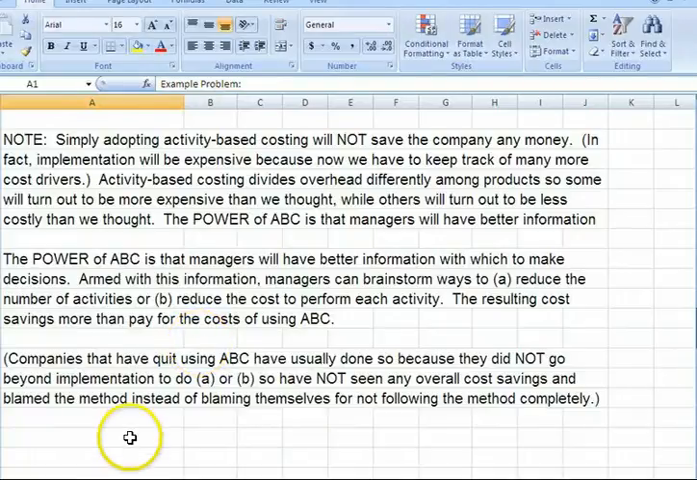So the companies that failed using ABC generally did so because they didn't go the extra mile. They didn't use the resulting information to try to make the decisions that would help the company save more money than what the program cost them. So unless you're willing to go the full length of the program, ABC is not going to be successful for you.